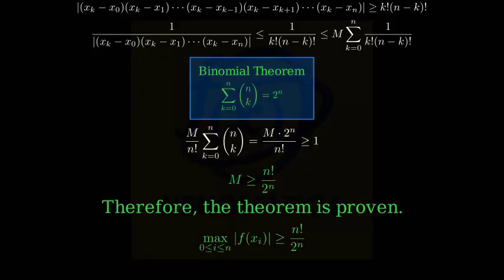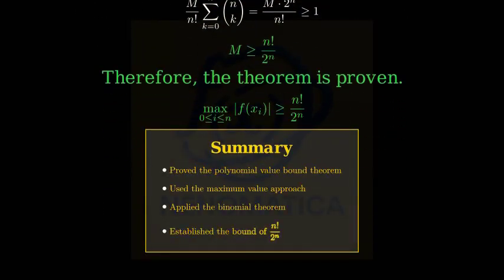This is a fascinating result about the behavior of polynomial functions at integer points. To summarize what we've learned, we proved that any polynomial of degree n, when evaluated at n plus 1 distinct integer points, will take at least one value with absolute value greater than or equal to n factorial divided by 2 to the n. This theorem has interesting implications in polynomial interpolation and approximation theory. It shows that polynomials must have relatively large values at some integer points.